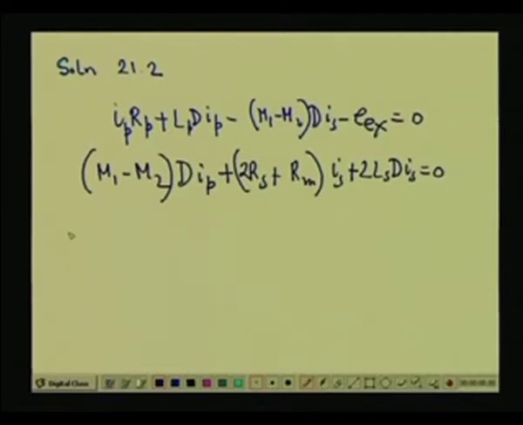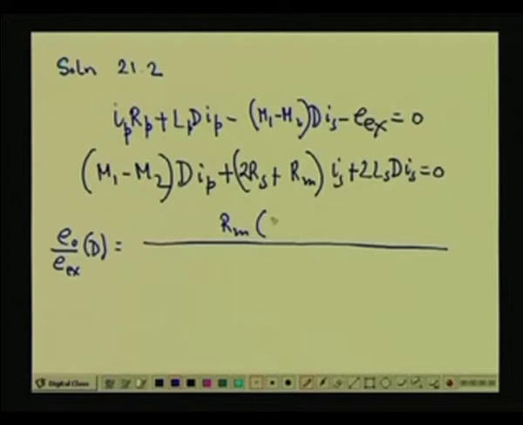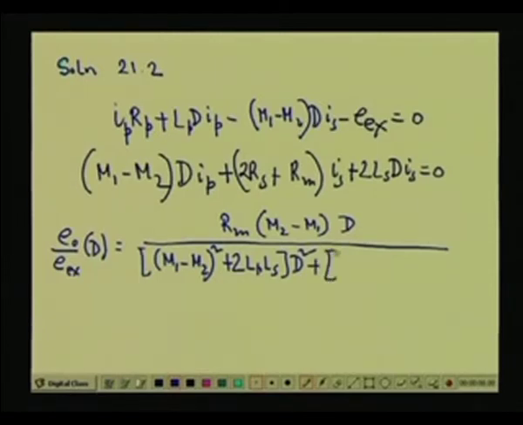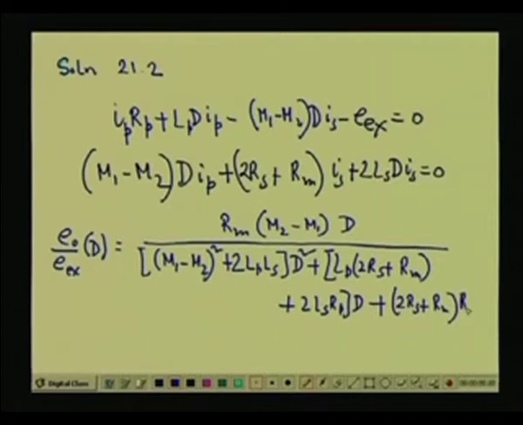So, this will give you the output which will look like, let us take this pen, E naught by excitation Ex equal to Rm meter impedance (M2 minus M1) D upon (M1 minus M2) whole square plus 2 LP LS D square plus LP (2 RS plus RM) plus 2 LS RP D plus (2 RS plus RM) RP, right.